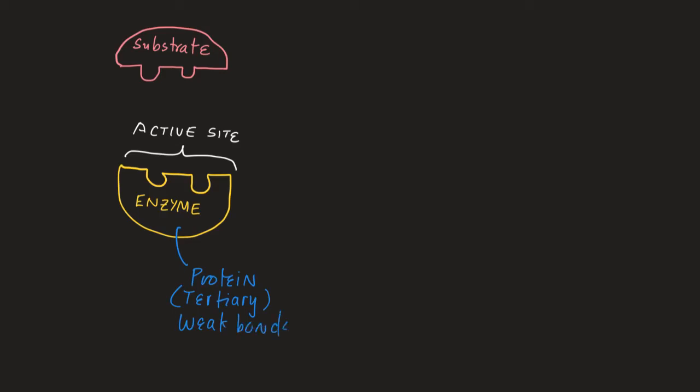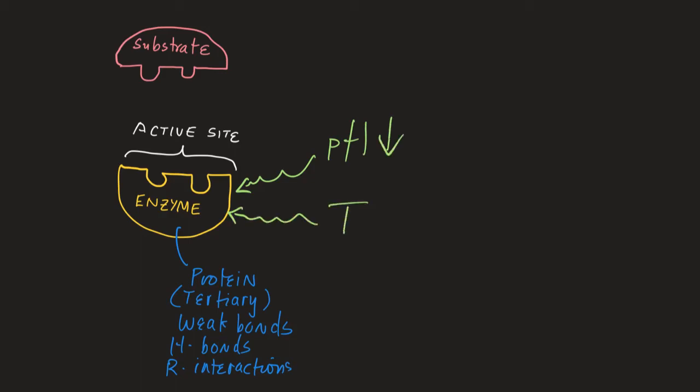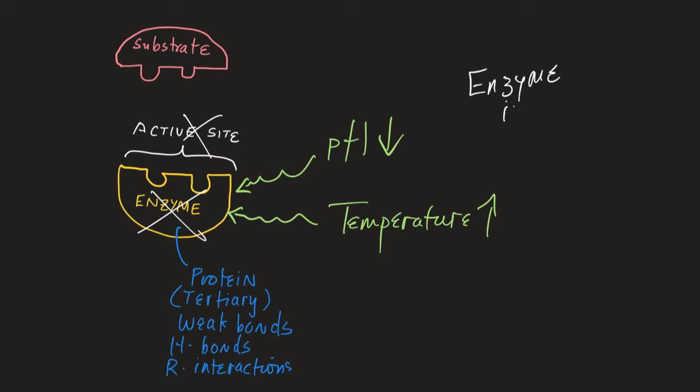and R interactions. Now, these weak bonds can be easily disrupted by high temperature or low pH. If an enzyme is exposed to either low pH, which is acidic, or high temperature beyond 40 degrees Celsius, then these H bonds and R interactions are disrupted. And the enzyme loses its shape, and the active site loses its shape as well. So the enzyme can no longer recognize its substrate, and therefore it is no longer functional. We say that the enzyme is now denatured.